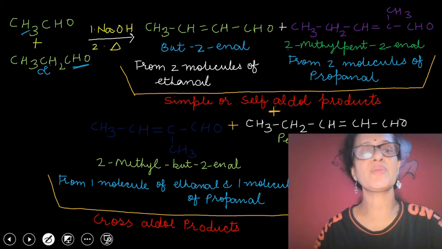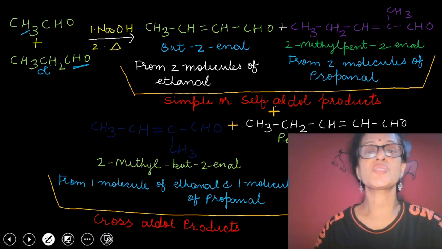So we will consider one by one. First of all, we will see when a mixture of ethanol and propanol are treated in the presence of any dilute alkali like NaOH or Ba(OH)2, etc. They react together, they undergo aldol condensation reaction, and 4 different products are formed. How these 4 different products are formed, I am going to show you in very detail.